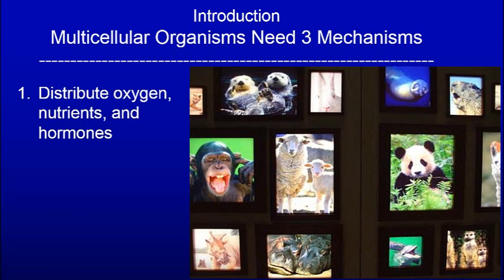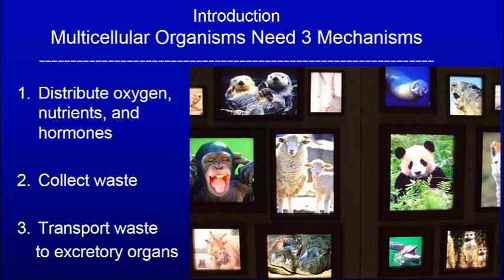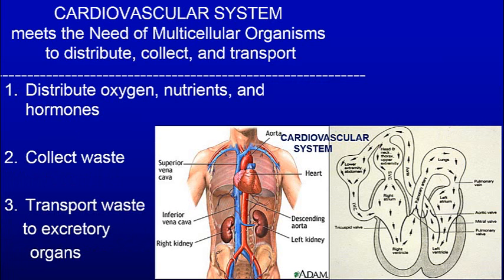Now, multicellular animals need three mechanisms. One is to distribute oxygen, nutrients, and hormones. Two, to collect waste. And three, to transport waste to excretory organs. And the cardiovascular system meets those needs of multicellular animals to distribute, collect, and transport.